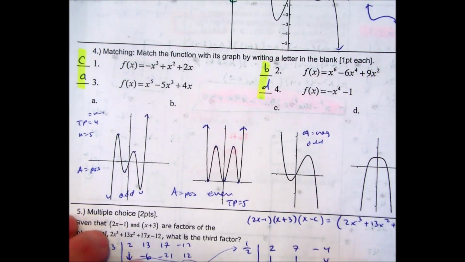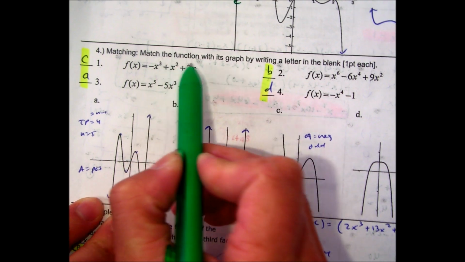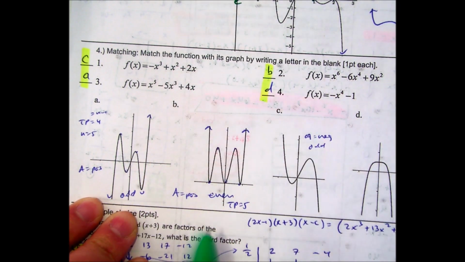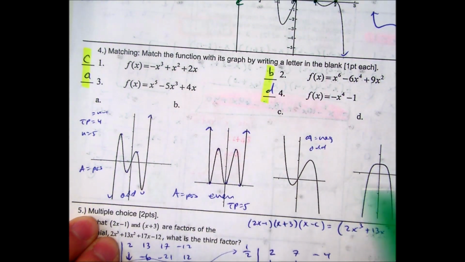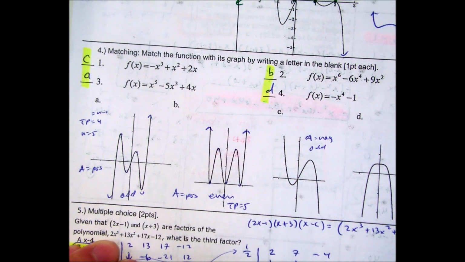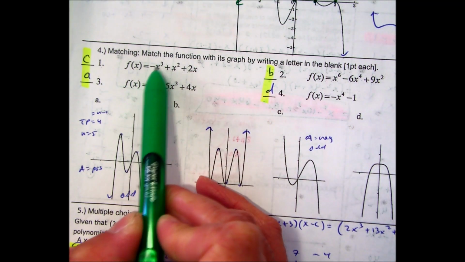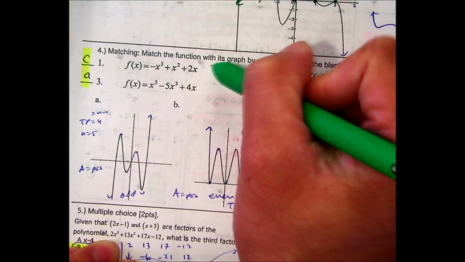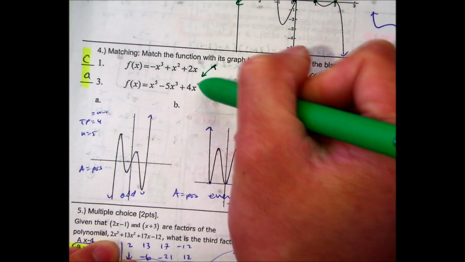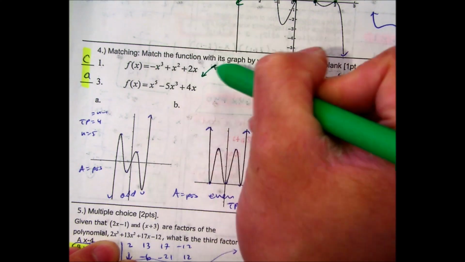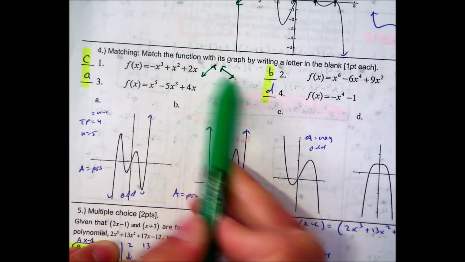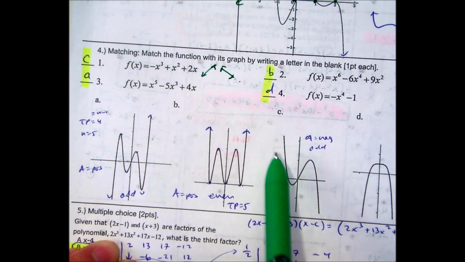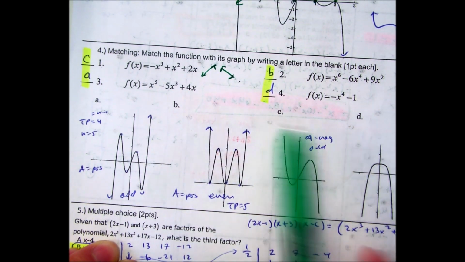Question number 4. Match the function with this graph by writing a letter in the blank. When I look at all of these graphs, I'm first probably going to note things such as if it's even or odd. This one is an odd, but it has a negative. So it means odds are going to start this way, start down and up, but because of the leading coefficient, it's going to start down and down. So not this one, not this one. This is a candidate. This one doesn't start up here, so it's going to be C.